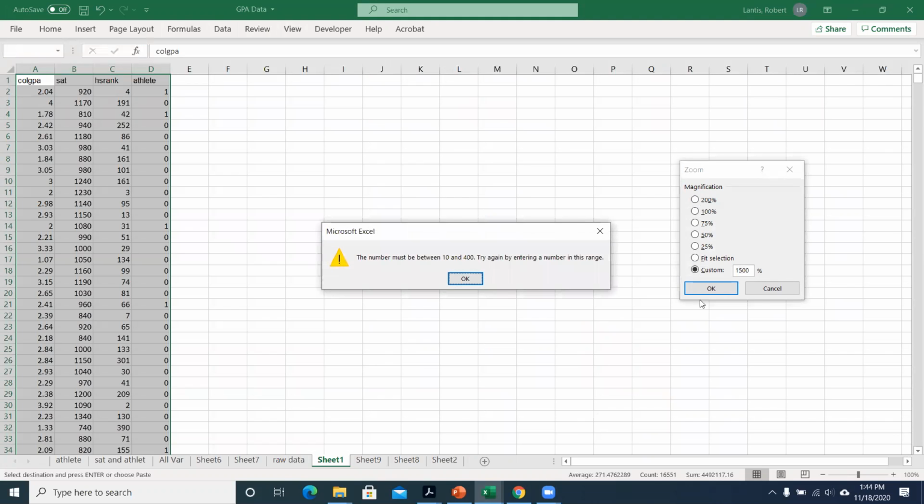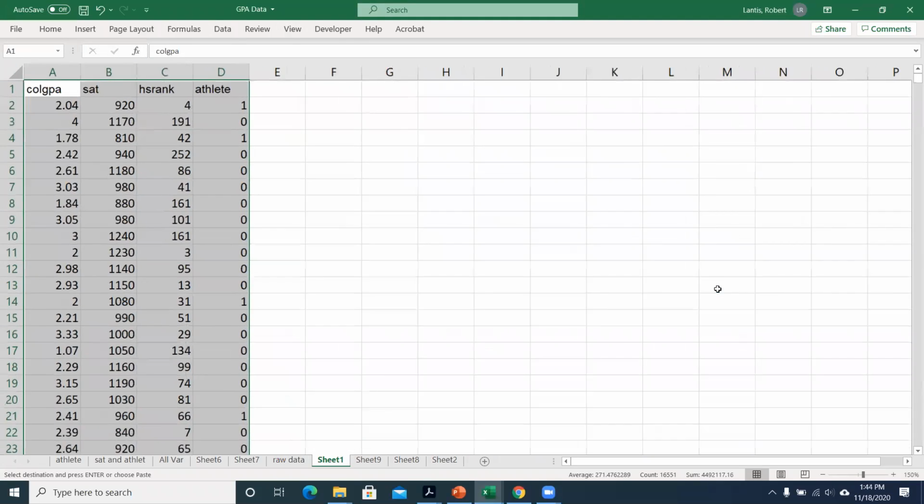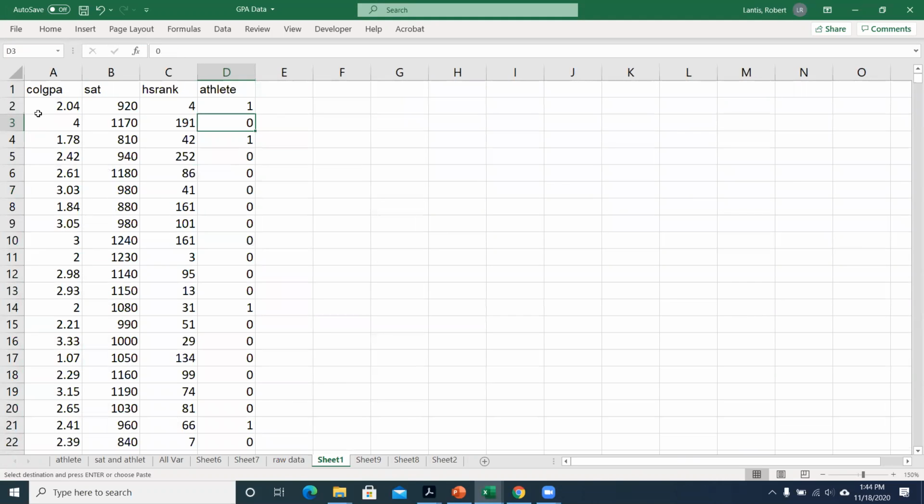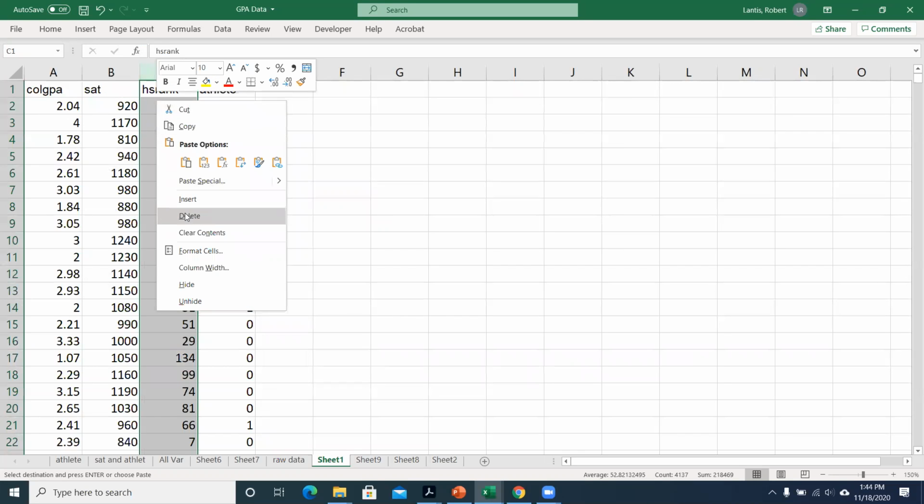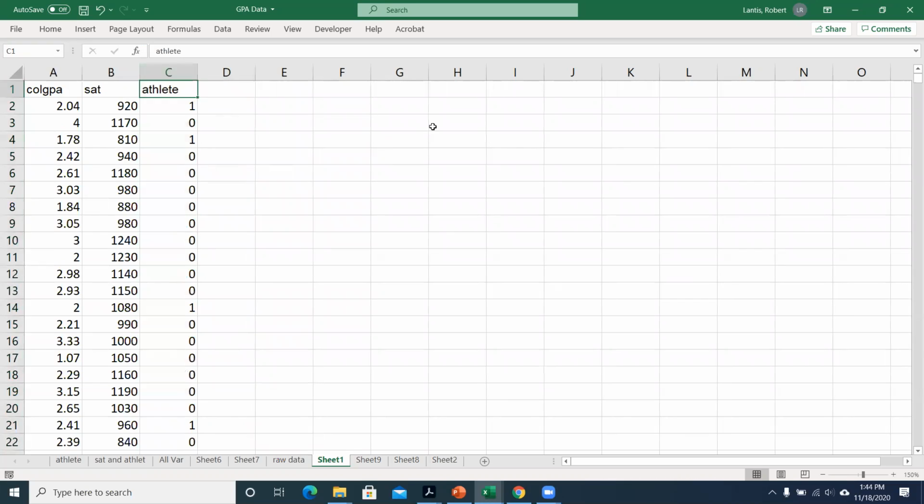I'm trying to predict GPA, so that's my Y variable, and let's say I want to know the effect of the SAT score: how much does it predict the GPA goes up or down? So that's my X variable. Let's say I'm going to delete that high school rank. I have this dummy variable, athlete.